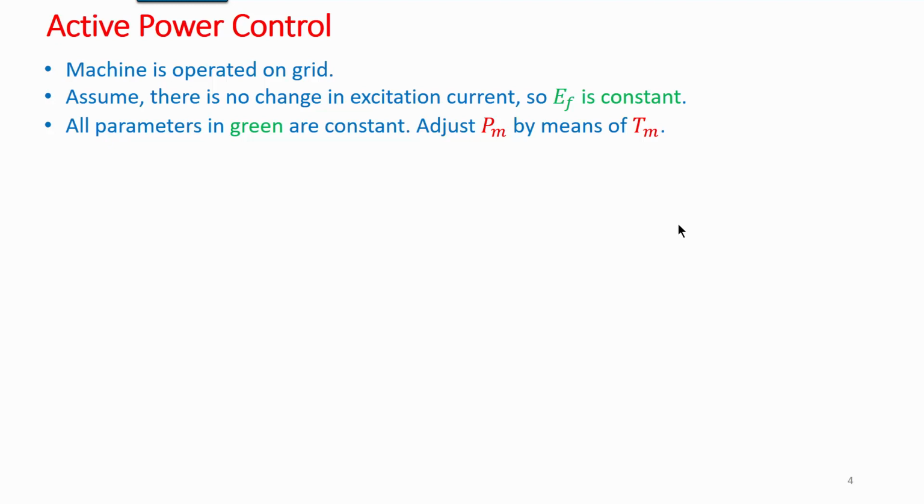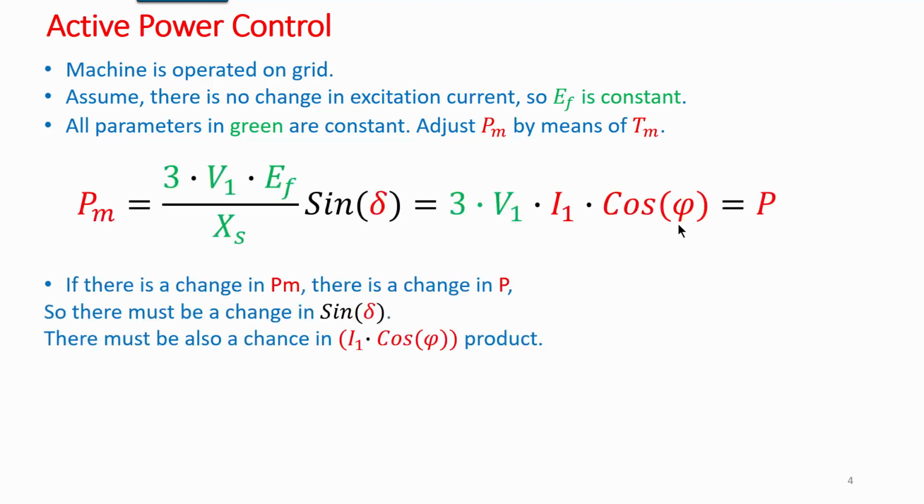Let's talk about active power control of synchronous machine. First, assume that machine is operated as a generator on an infinite bus system, and then assume that there is no excitation current change, so induced electromotive force is constant, and all the parameters given in green are constant, and we adjust applied mechanical power by means of torque. That is the equation we have already written.